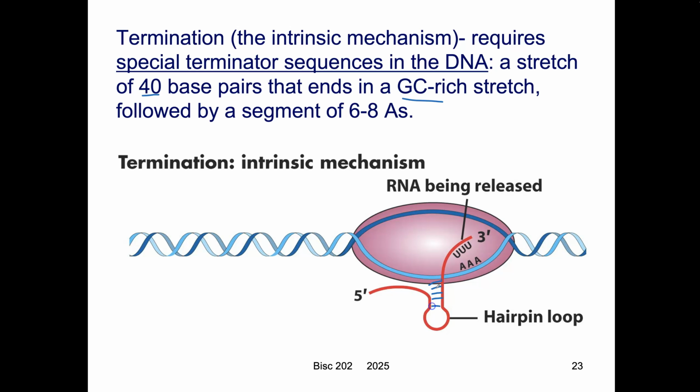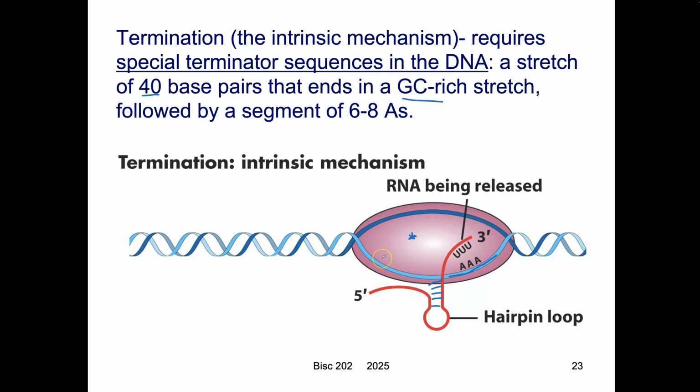And remember, the GC pairs are very strong because they have 3 hydrogen bonds between them. And then there's a little section that has 6 to 8 A's. So there's a bunch of A's in a row. Okay. And both of these are important for the mechanism. And it's about the behavior of the enzyme under these conditions.